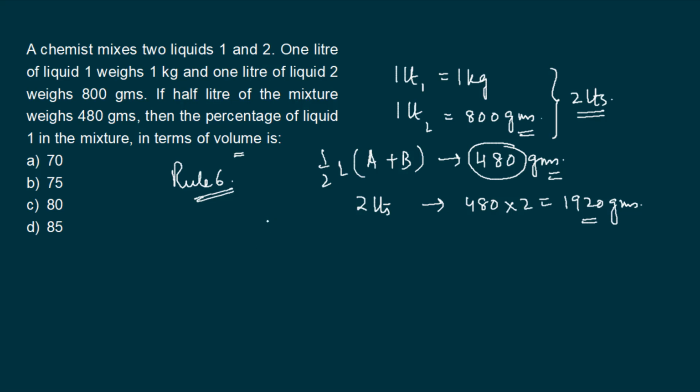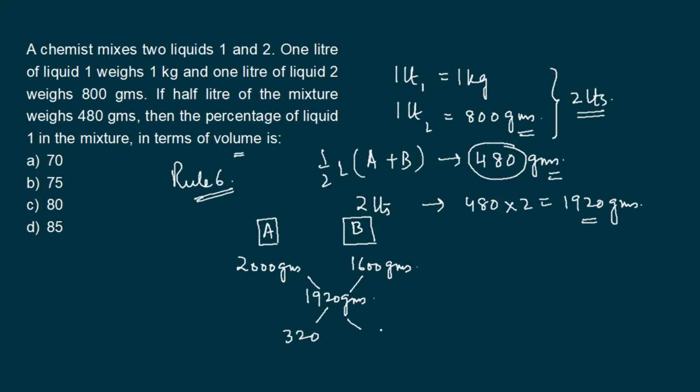What if the entire mixture is of type A? What would be the weight of 2 liters of such a mixture? It would be 2000 grams. And what if the entire 2 liters is of type B? It should be 1600 grams. But our mixture of 2 liters is 1920 grams, isn't it? Difference 320, difference 80, ratio 4:1 by volume.